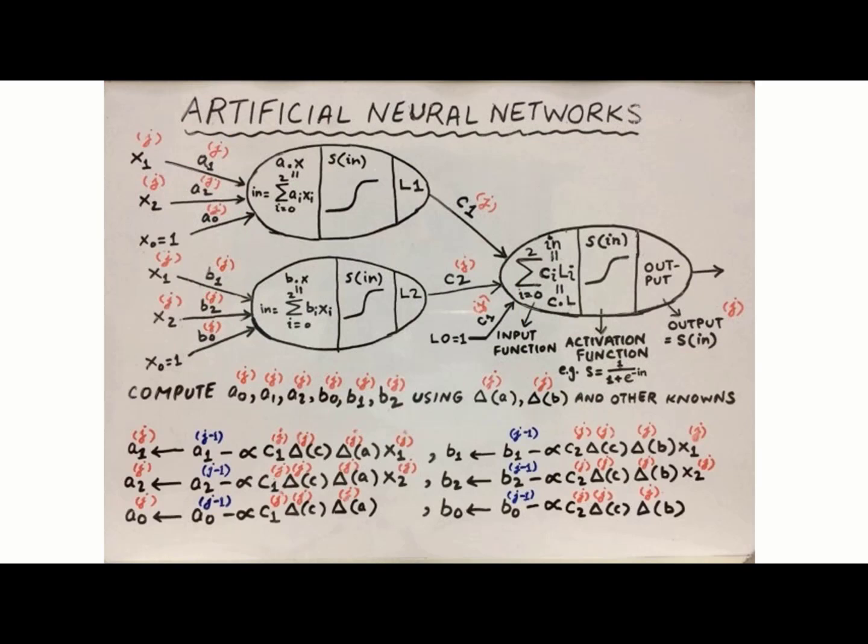So here it is. A1 of the current iteration, A2 and A0. Likewise, B0 of the current iteration. Maybe I should have indicated the iteration number in the superscript. So this is B0, B1 and B2 of the current iterations, and their expressions are shown. And note that their update includes not just delta A and delta B, but also delta C. And for A's update we have C1 over here, and for B updates we have C2.